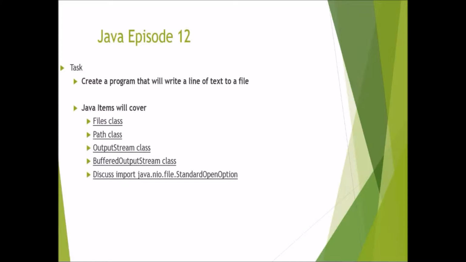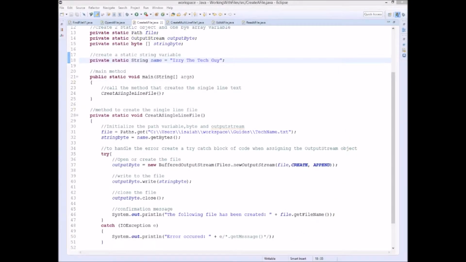Some of the items we'll cover: the File class, Path class, OutputStream class, BufferedOutputStream class, and we'll discuss importing java.nio.file.StandardOpenOption. So go ahead and launch your Eclipse. I already have my Eclipse running. I'm going to walk through the code today, and then I'll rewrite it with you. You can definitely follow along.